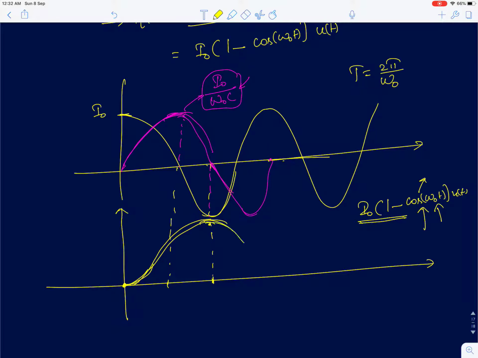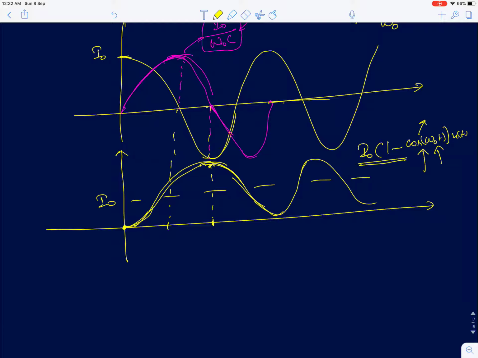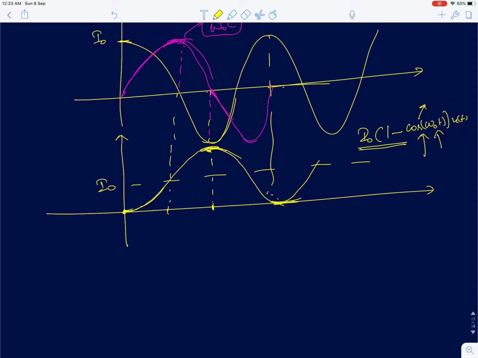It's a cosine wave just shifted by I naught. So the average value will be I naught. Okay, it's just a cosine wave which is shifted. Okay. Now this is the mathematical response.